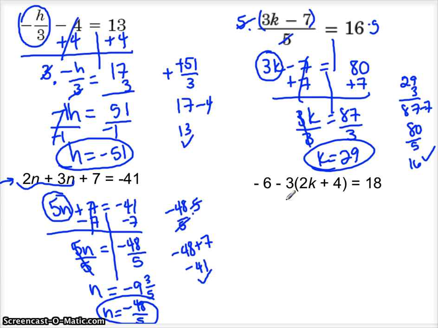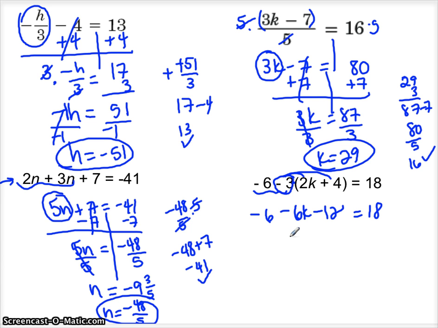And this last example right here, we are going to have to distribute. But one thing you want to keep in mind, because this is multiply, and remember, this is going to be adding and subtracting. So order of operations says you have to multiply first. Okay, so we're going to multiply by a negative 3. Negative 3 times 2k is negative 6k, and negative 3 times 4 is negative 12.